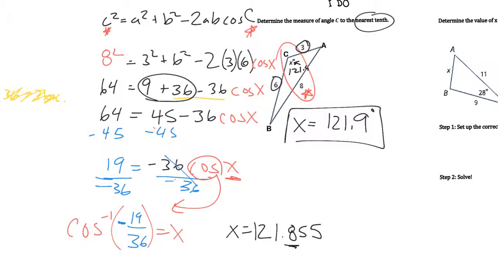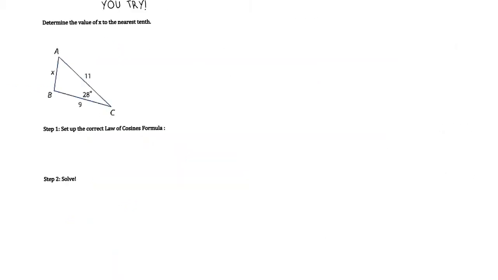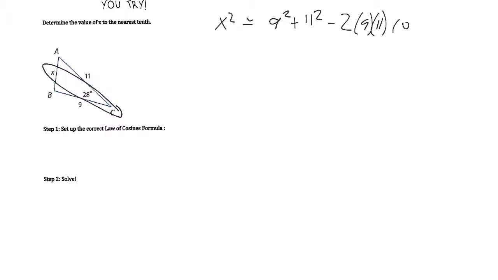All right, so pause the video, try the next one on your own, and I'll show you the answer. So on this one, I want to set up the law of cosines again. So my important side is x squared equals a squared plus b squared, so 9 squared plus 11 squared, minus 2, a and b are 9 and 11, cosine, and my important angle is this 28. That's the one they gave me.